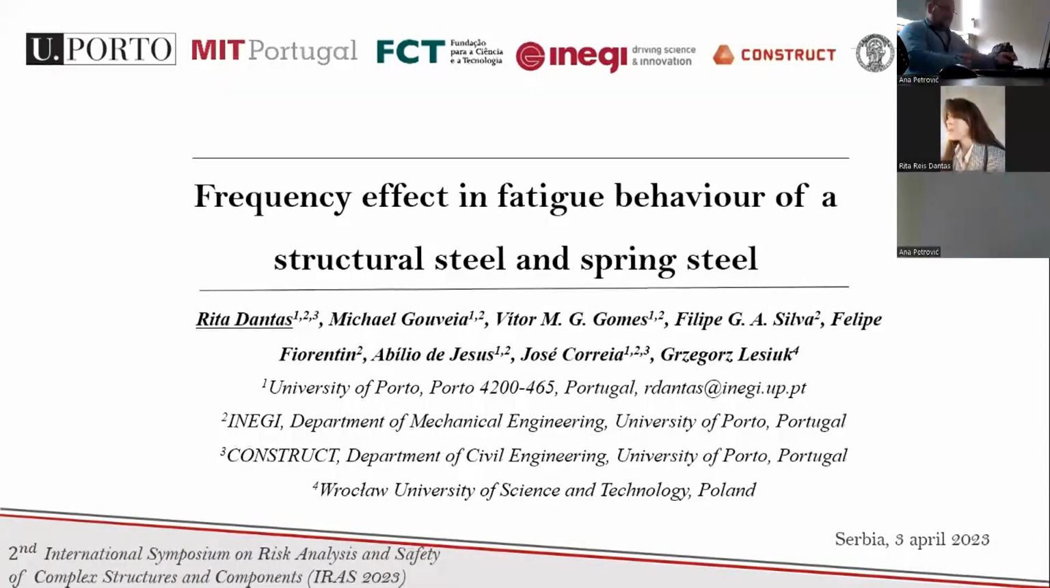Okay, good morning, everyone. My name is Rita Dantas, and I'm going to present you the work entitled Frequency Effect in Fatigue Behavior of a Structural Steel and Spring Steel. This work was developed by me and the colleagues that you can see here.